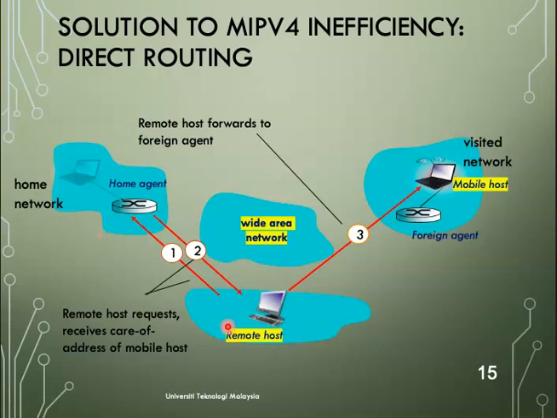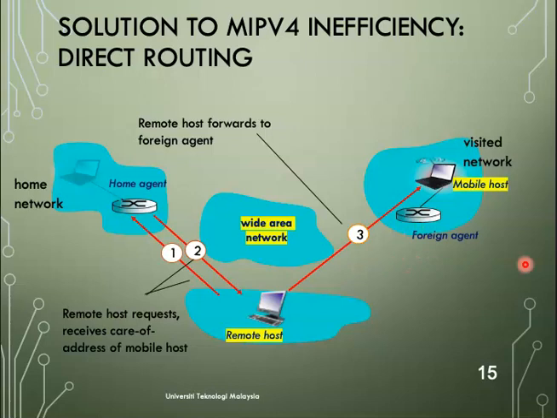Okay, with direct routing here, the home agent is queried for the care of address by this foreign agent only once, at the beginning of the session. So the remote host will request and also receive the care of address of this mobile host. And for the next session, it will send directly to the foreign agent using this care of address.